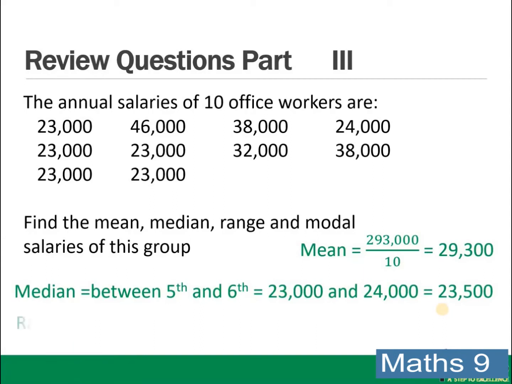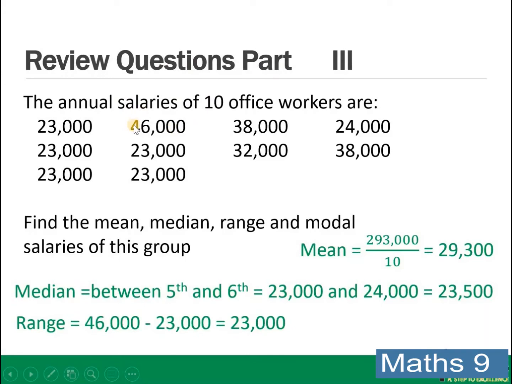23,500. The range is equal to the largest salary, 46,000, minus the smallest salary, 23,000, which is 23,000. And the mode is the most common salary, which is 23,000, because that occurs 1, 2, 3, 4, 5 times.